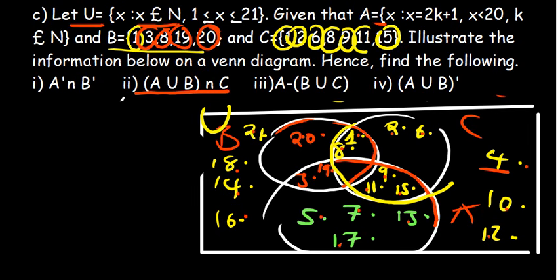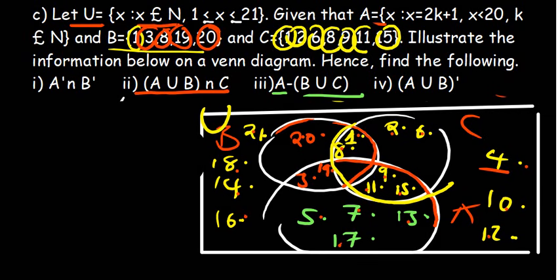Then moving on to the third one, it is A remove B union C. So B union C means combining the entire region of B with C.